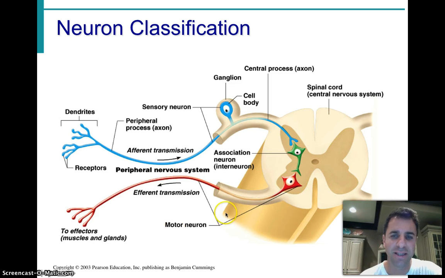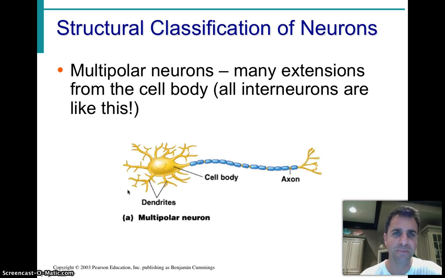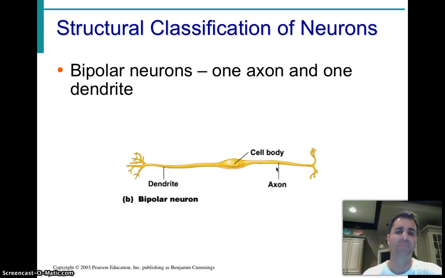Okay. And then you see the motor neuron. Of course, this is the efferent cell in the PNS. All right. Now, there's different types of neurons. We typically use this as the generic neuron, but they don't all look like this, okay? Dendrites, cell body, axon, you see in blue here, the myelin. That's a multipolar neuron.